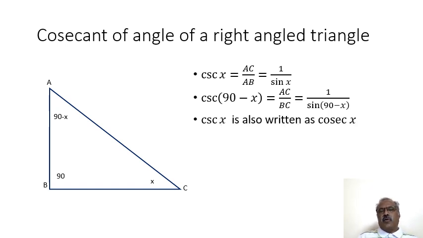Cosec is also written as csc of x instead of cosec x. So csc is pronounced cosec. It's a short form of cosecant, and this is written in these two ways.